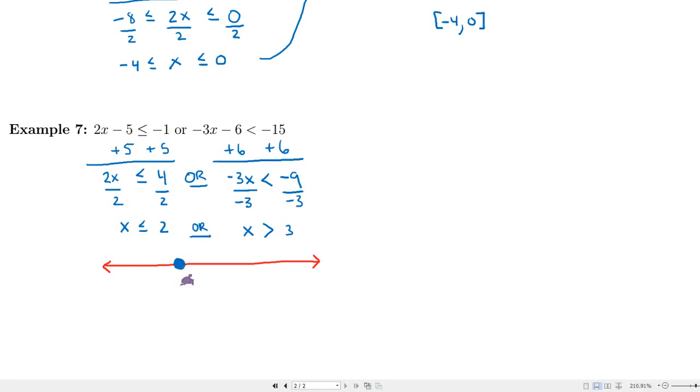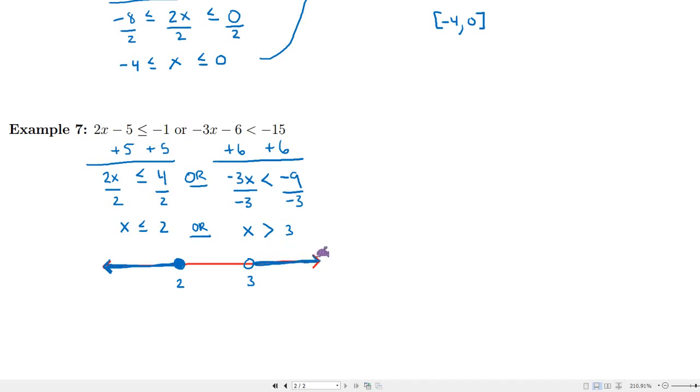Less than or equal to, right? So x is less than or equal to 2. So that would be this region here. And then we're also going to consider x is strictly greater than 3. So we're not going to fill in that circle, but we're going to be in this region here, right?